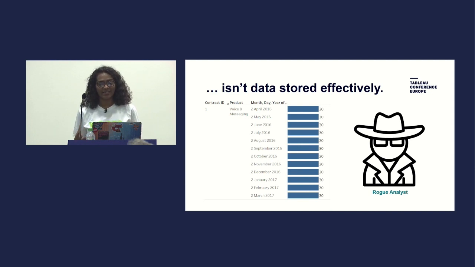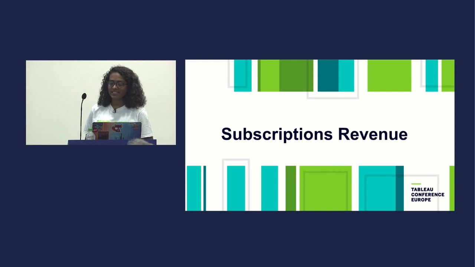So the database admin isn't going to be too happy about that, because now for each contract ID, we're going to have multiple rows for however long that contract lasts. And the rogue analyst can't do anything about it. They're just an analyst. They don't have admin or write access to the database to be able to create their own views and tables.